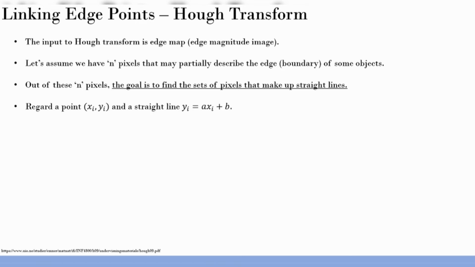Okay, so one way to go about it is to regard a point (xi, yi), some xy coordinate, and a straight line, of course, is governed by this equation, right? The slope-intercept equation, or the rise-run equation, as some people call it. So yi and xi are your variables here, and a and b are the parameters. So a is your slope, and b is your intercept. The important aspect I would like to point out is that there are many different lines possible through this point (xi, yi), right?